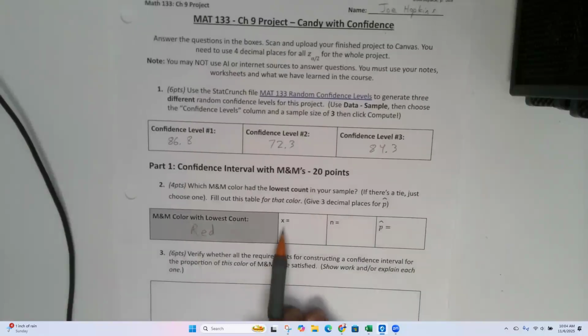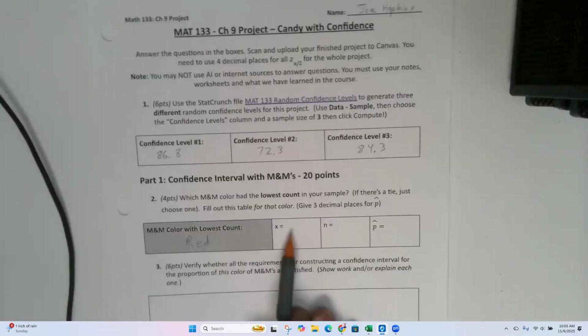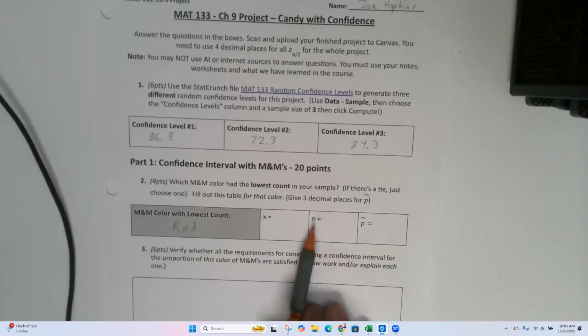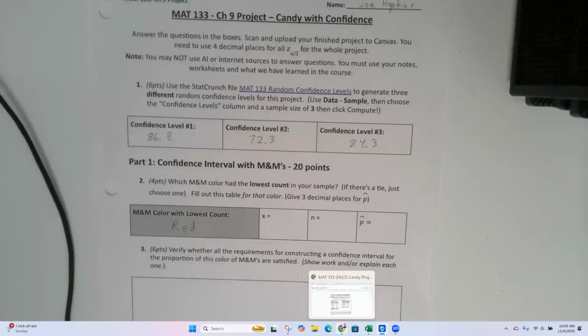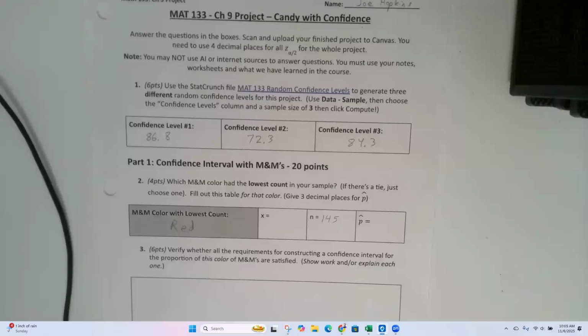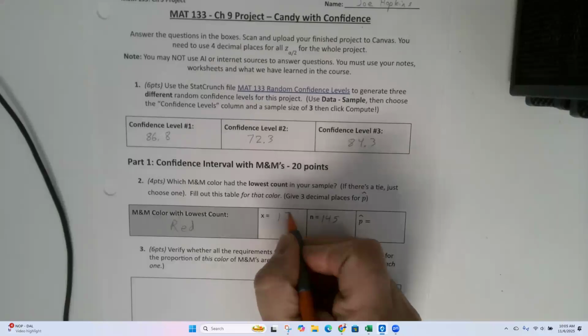Okay. First of all, what's N? Lowercase n. Do you remember what that stood for in this class? That's my sample size. That's right. So for me, I had a sample of 145 M&Ms. Okay, all together. 17 of those were red. So my X value here for red is 17.